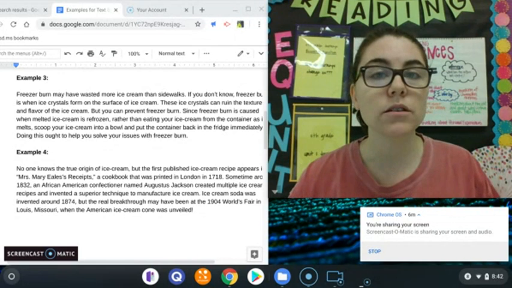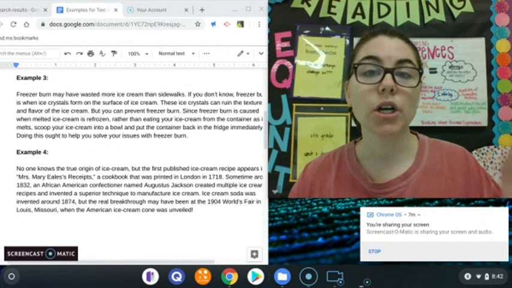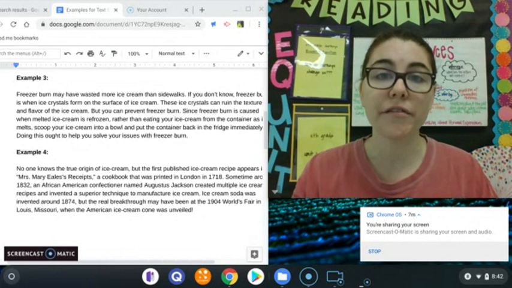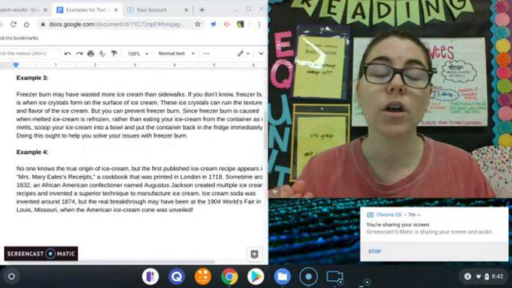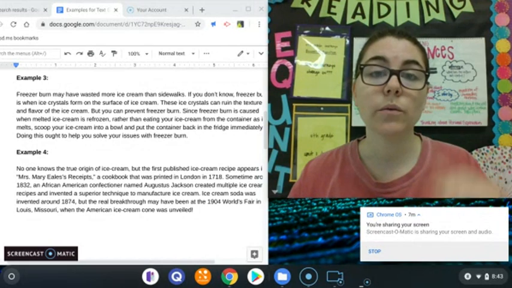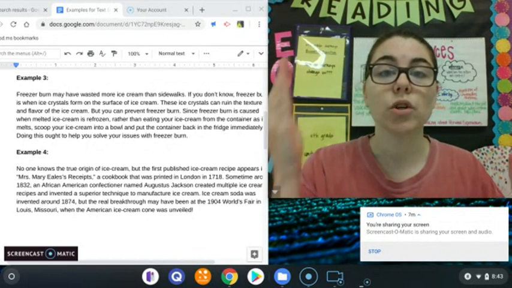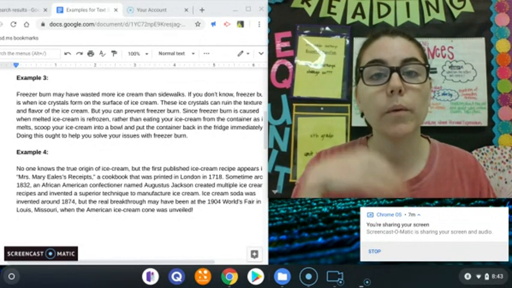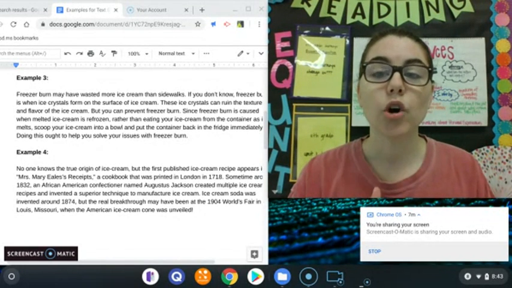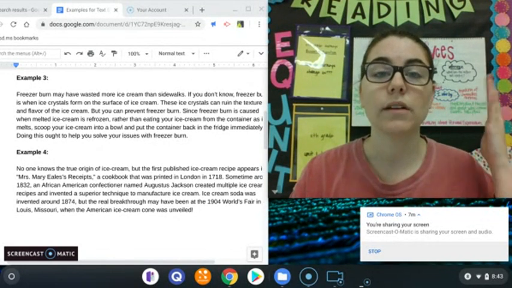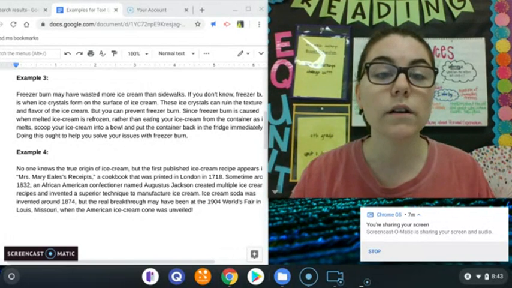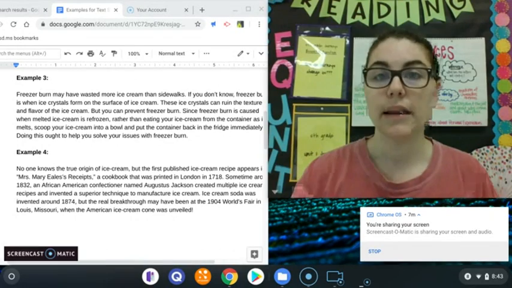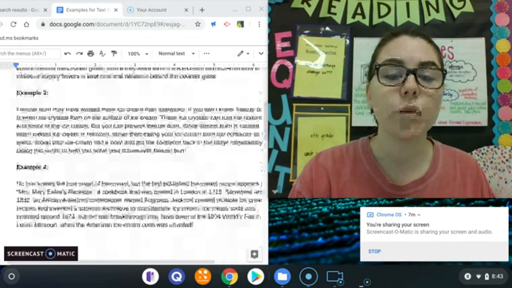Remember, problem and solution is when you have something going wrong, or there's a problem, and you have to figure out how to solve that, and in the text you're going to figure that out. Our example 3 was that we had freezer burn, and the solution was that you could take the scoop out that you want to eat and put it in a bowl and put it back in the freezer, and it told us that that would solve our problem. So that's our problem and solution, and our keywords were "but you can prevent," "this will help you solve," things like that. So now let's look at example 4.